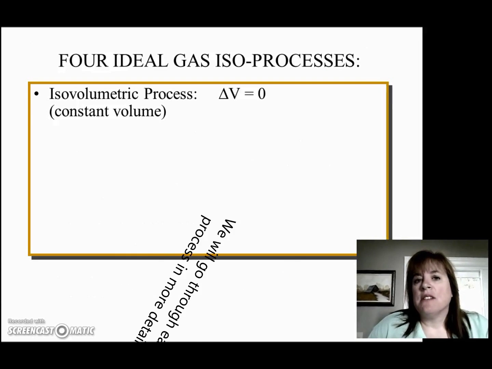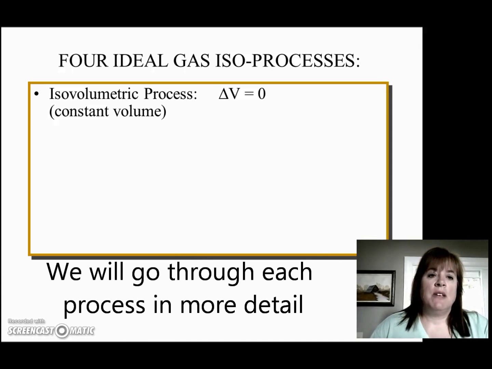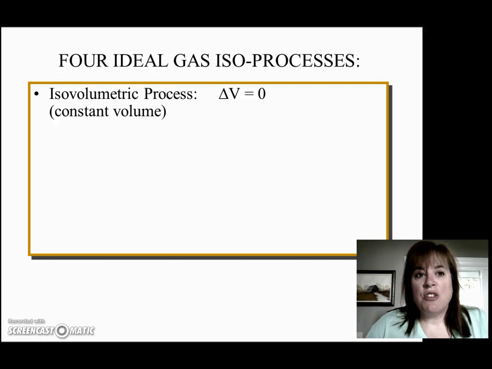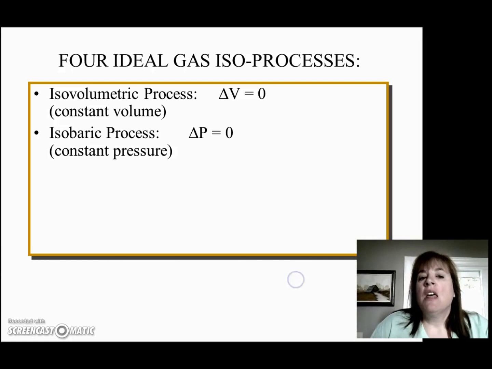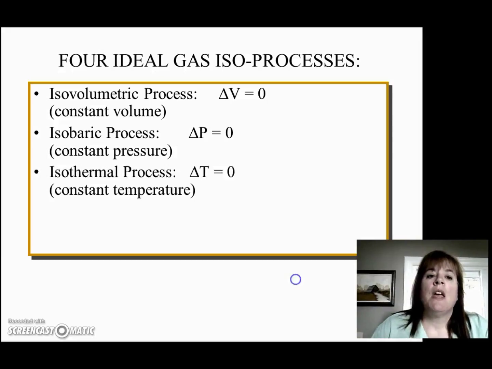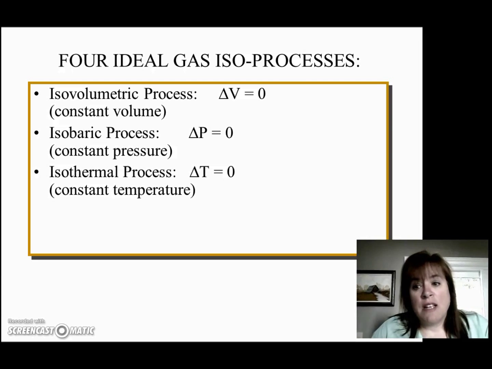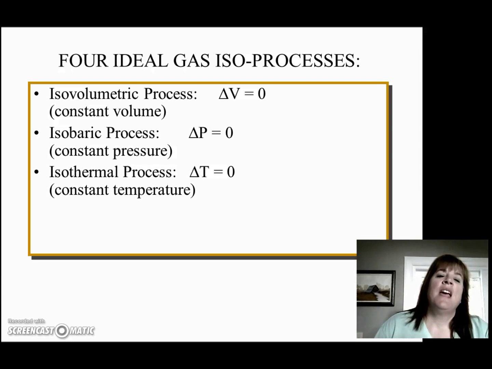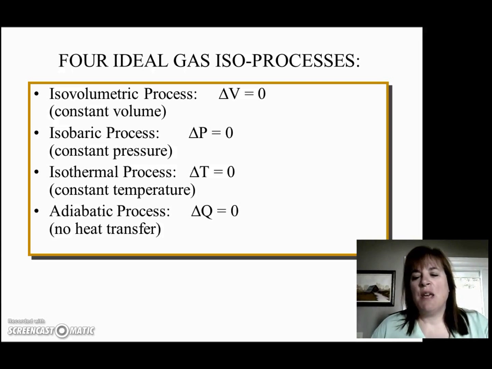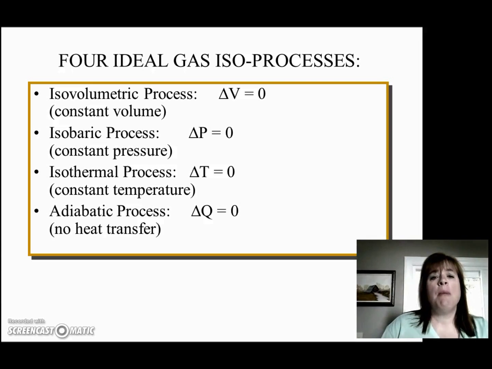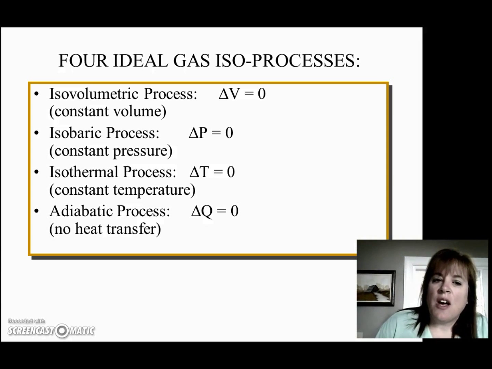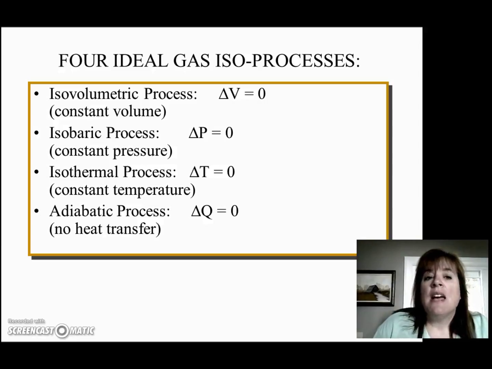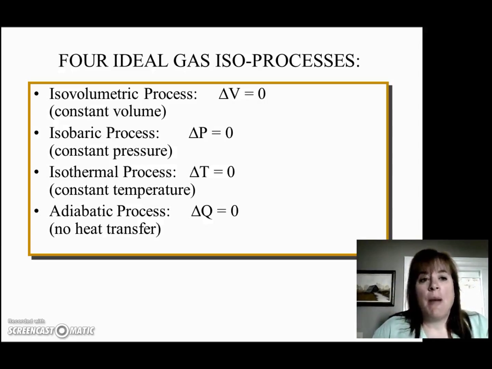There are 4 different processes that you will need to be able to know and identify on a PV diagram. One is an isovolumetric process where volume doesn't change, iso meaning constant. There are isobaric processes where pressure doesn't change. Isothermal processes where, as you can guess, temperature doesn't change. And the last process is called an adiabatic process. In an adiabatic process, there is no heat transfer. So let's talk in a little more detail about each of these processes and take a look at what they would look like on a PV diagram.